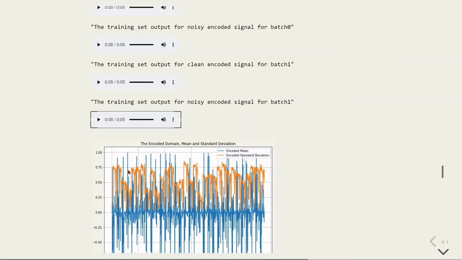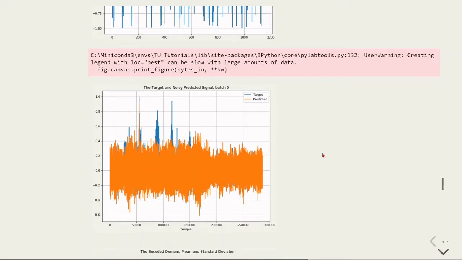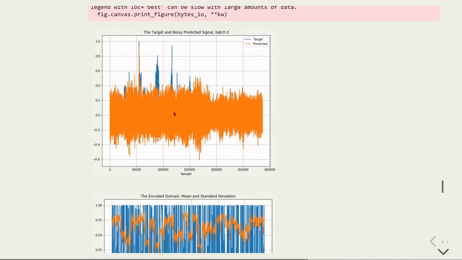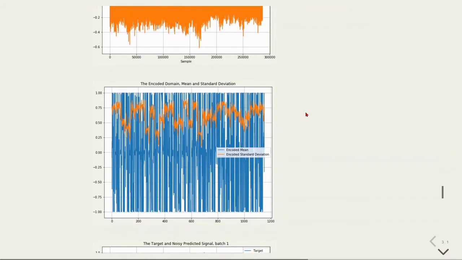And here we see that we will have the standard deviation closer to 1. Here is the target and the noise predicted signal for batch 0. Here is in the coded domain for batch 1.